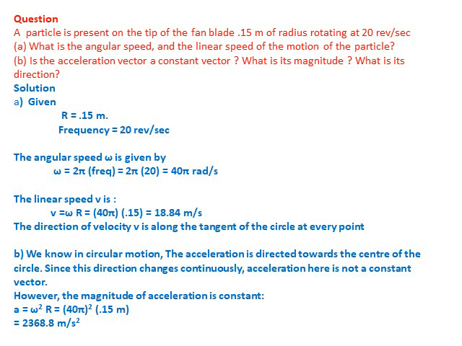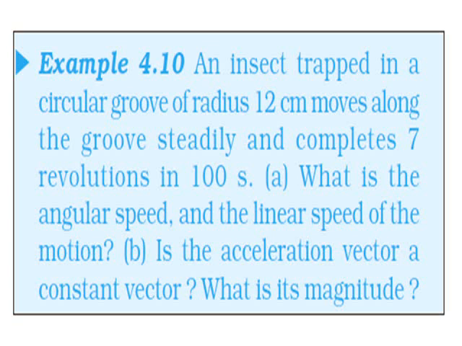Now, we know that the acceleration in circular motion is always pointed towards the center of the circle and it changes. So acceleration is not a constant vector. And the value of acceleration is omega square r. So by putting the value of omega and r, you get 2368.8 meter per second square.